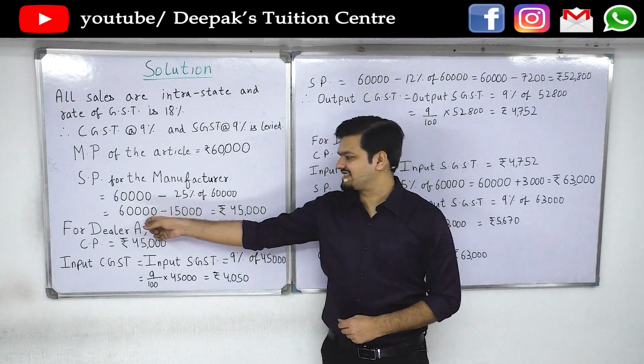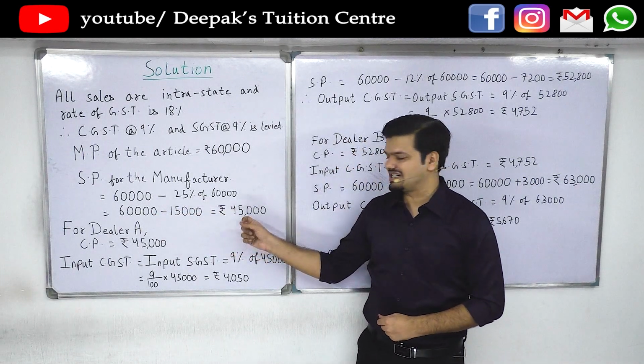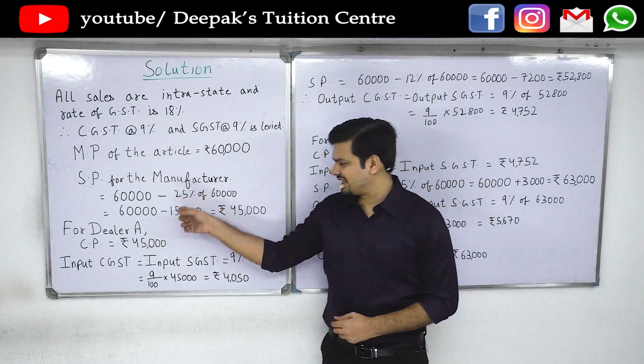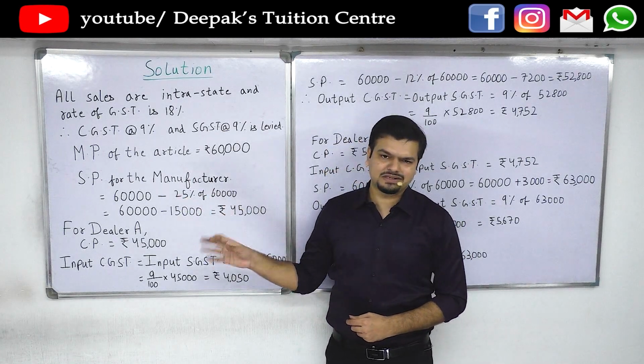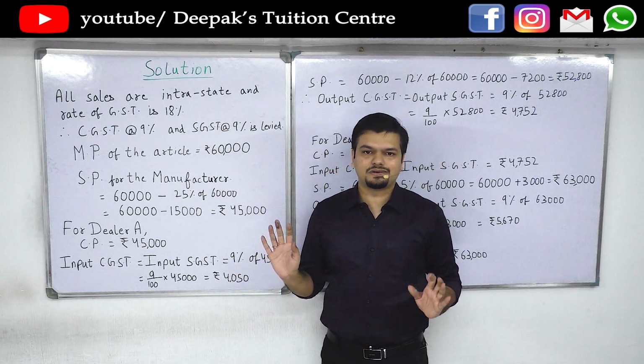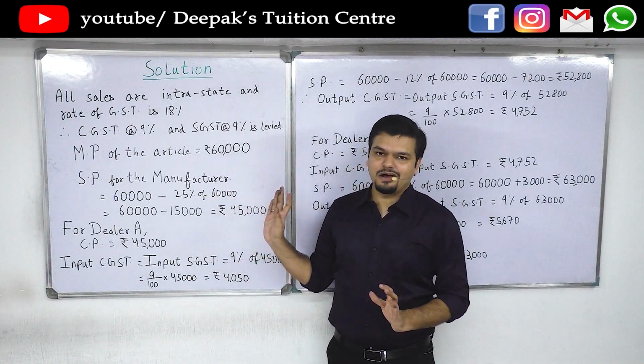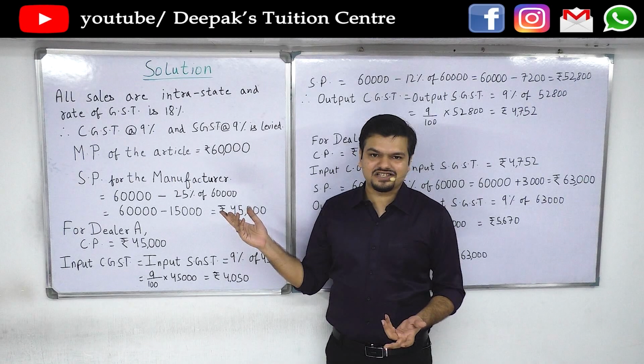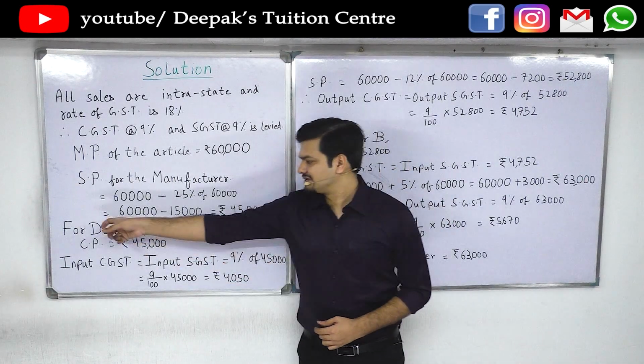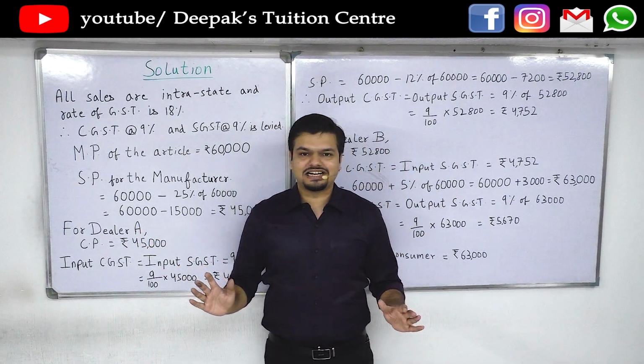So therefore, that is 60,000 minus 15,000. That is 45,000. You can show the calculation of 25% of 60,000 or you can skip it. Depends on you. It's always best to show a few more steps, but you may always skip it since it's a calculation part. So now I'll do everything for the dealer.